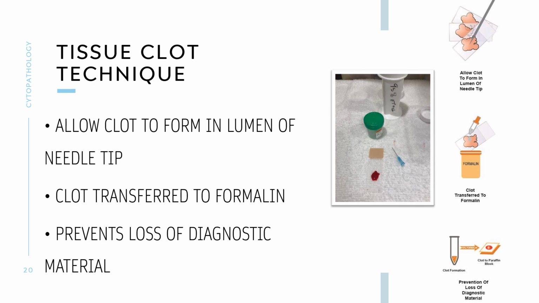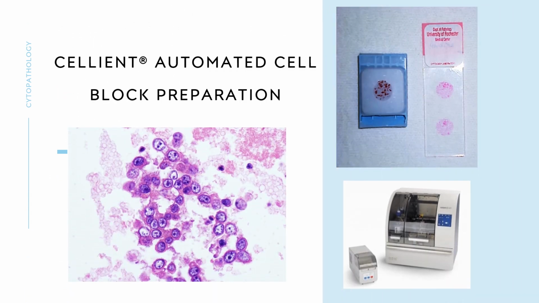Okay. So next we have the Cellient automated cell block preparation. This method is already machine generated, so all you have to do is just insert the specimen or the sample into the machine. Okay, so we have the microscopic examination of the cells processed using the Cellient automated cell block preparation, and also the cell block and the cell cytology here.